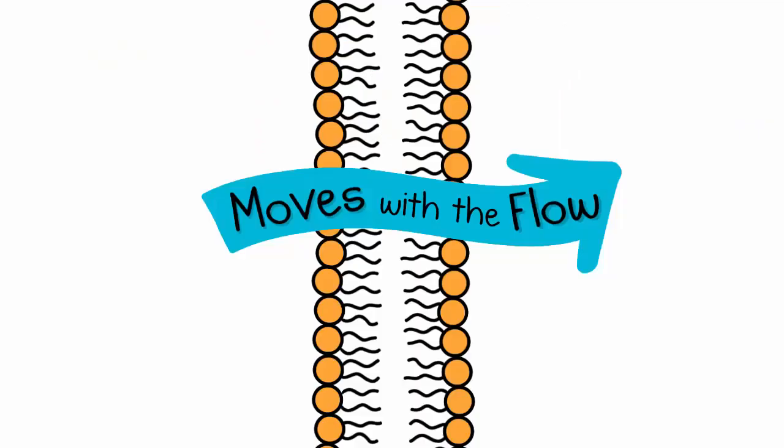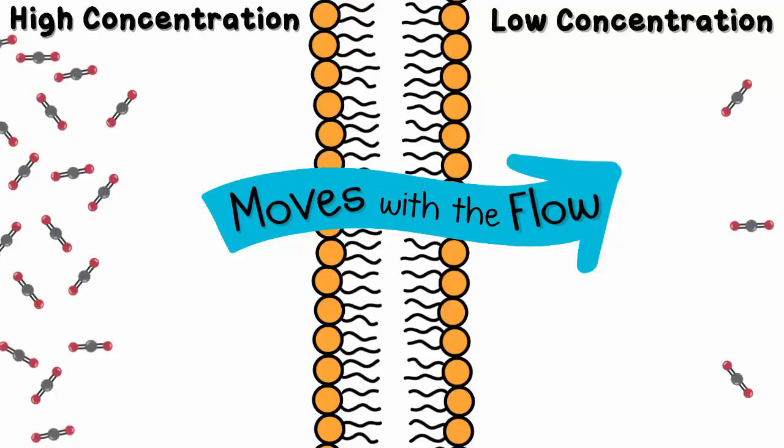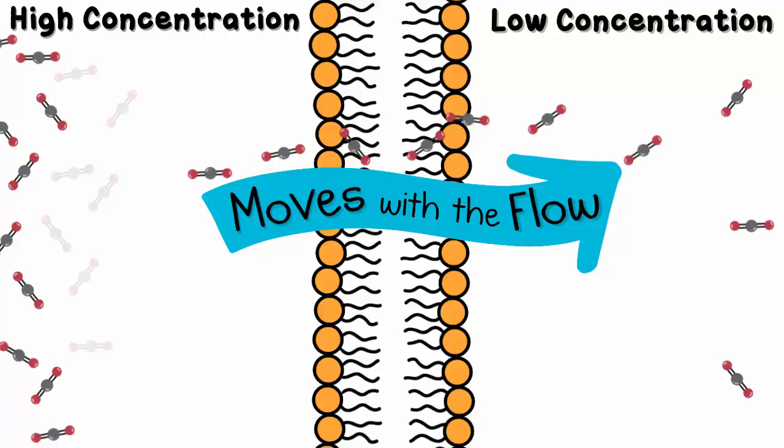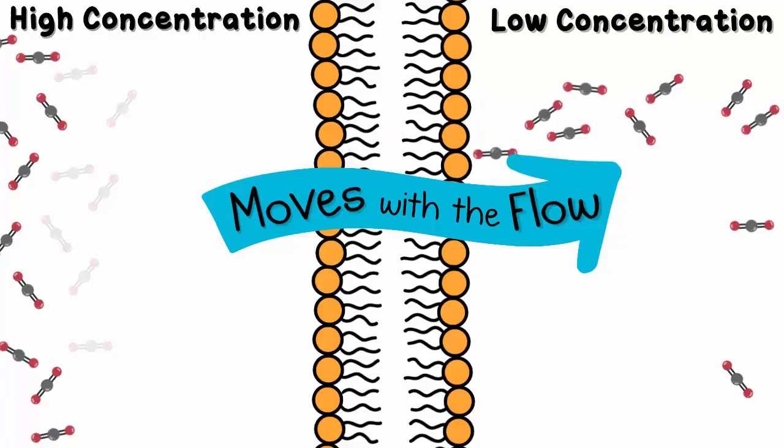Simple diffusion moves with the flow, meaning it moves with the concentration gradient. Molecules move from high concentration to low concentration. So when you hear someone saying that something's going with the concentration gradient, that's what they mean. They mean it's going from a high concentration of molecules to a low concentration of molecules.